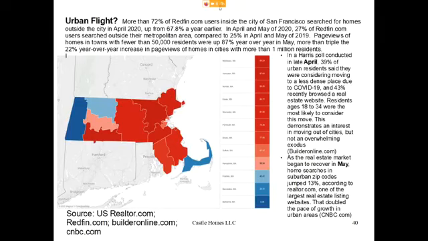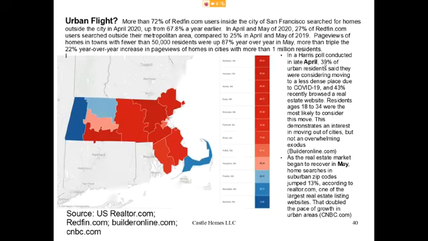And there's a whole bunch of stories here that talk about it. Looking at the city of San Francisco, 72% of Redfin users looked outside the city in April 2020, which is up from 68% a year earlier. April and May, 27% of Redfin users looked outside their metropolitan area compared to 25% a year earlier. And then you finally have page views of homes in towns with fewer than 50,000 residents were up 87% year over year in May, more than triple the 22% year over year increase with cities of 1 million or more. So people are definitely drawn to less populated areas.